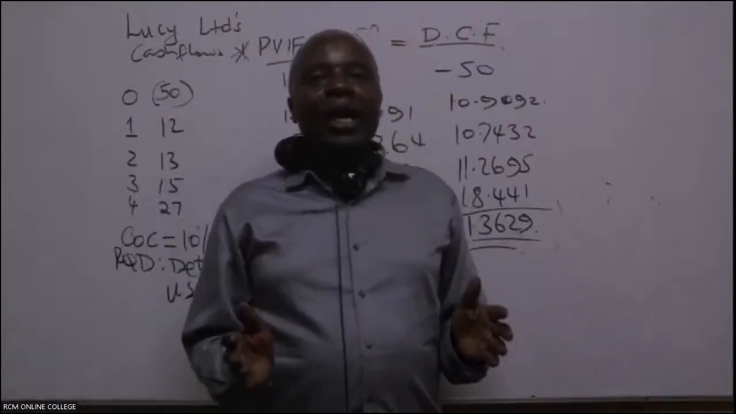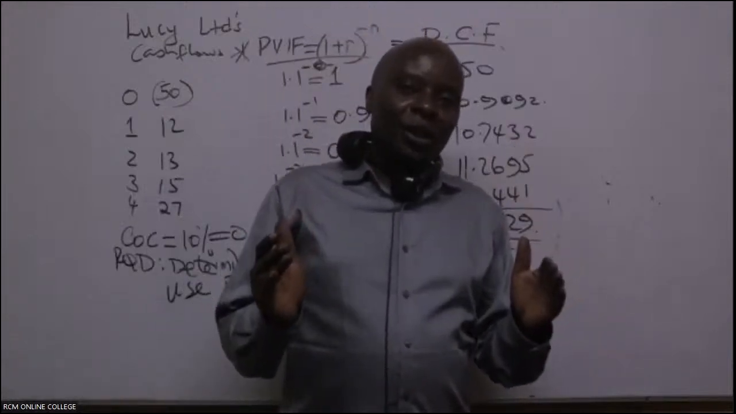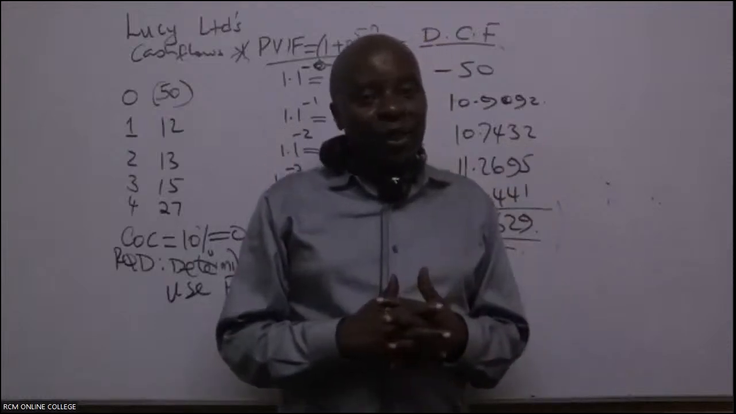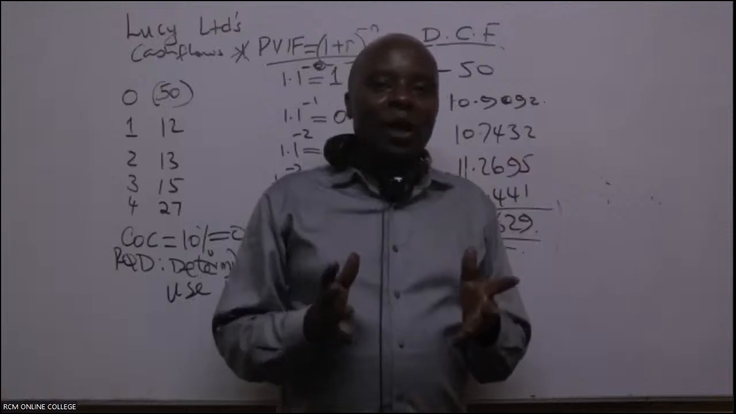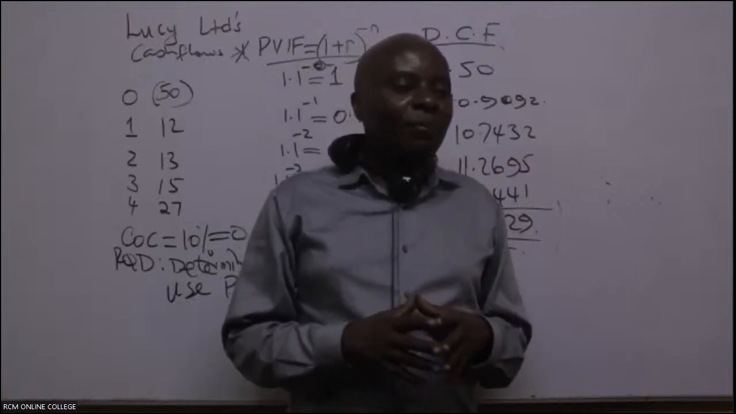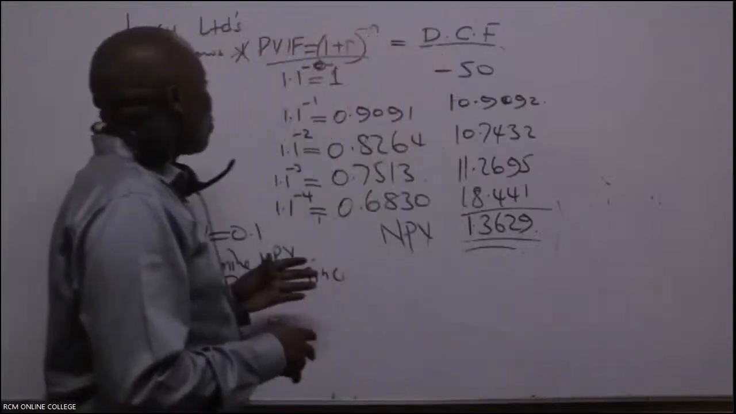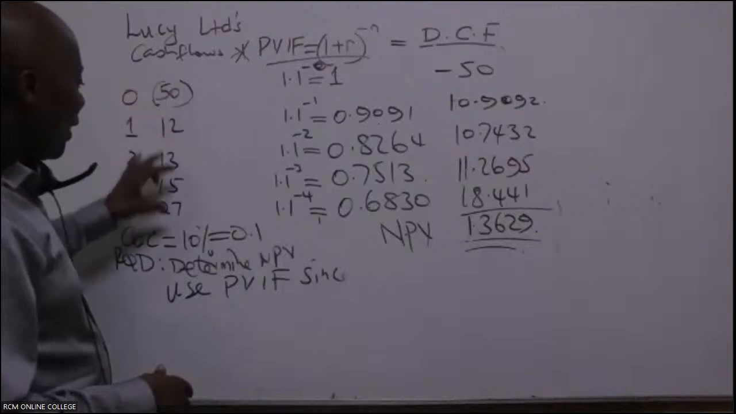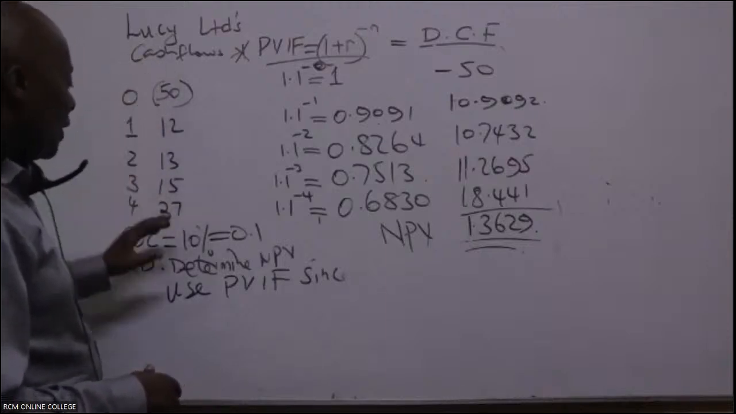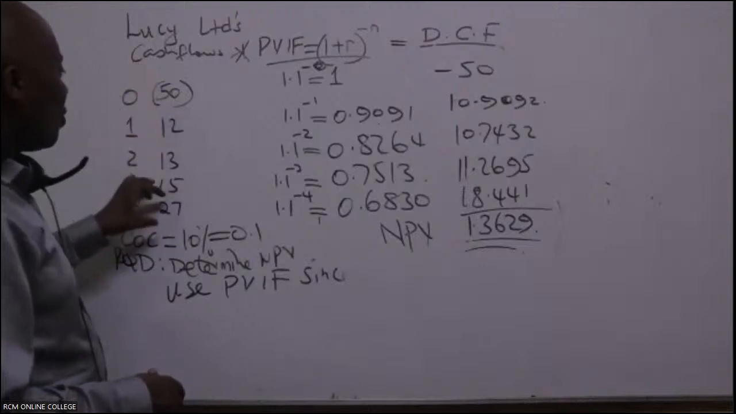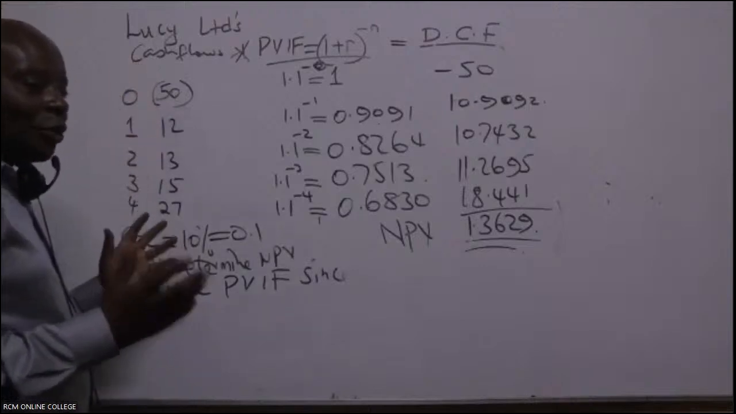So today I have a student who is seated very far away, in the middle of Lodwar. He is joining us live to simply show us how we do this. He'll copy this down, and he'll also copy down the cost of capital. How do we get net present value using Excel automatically?